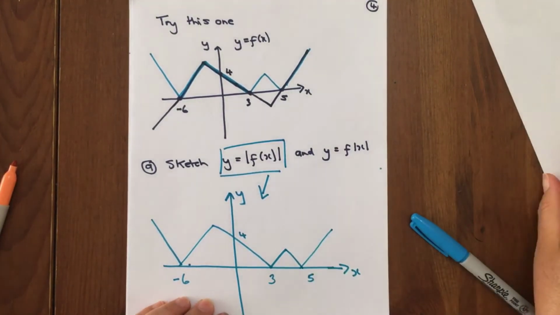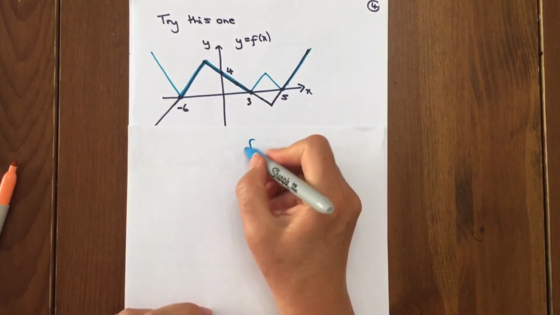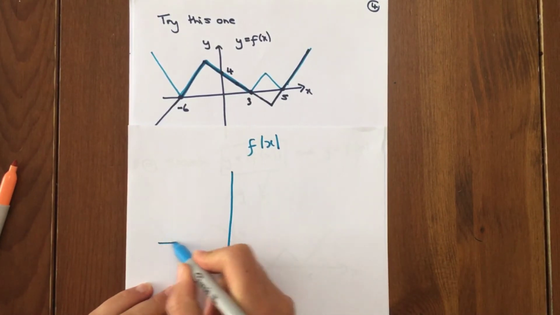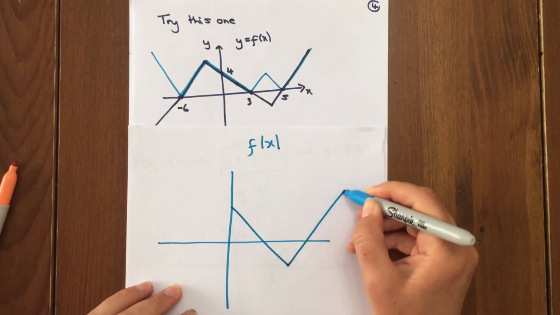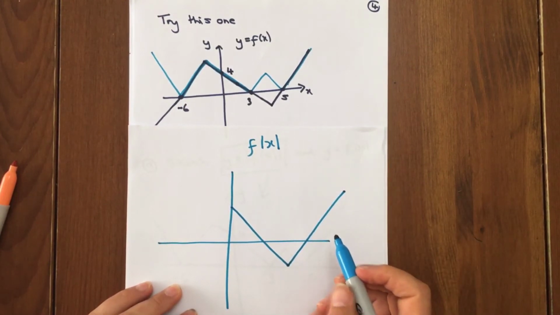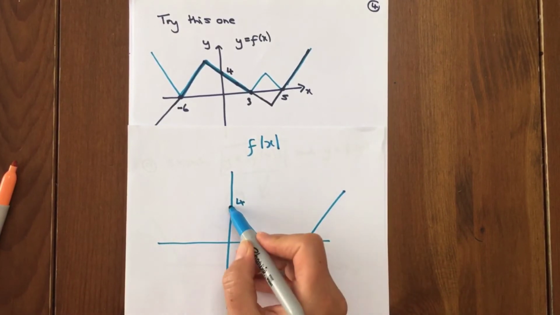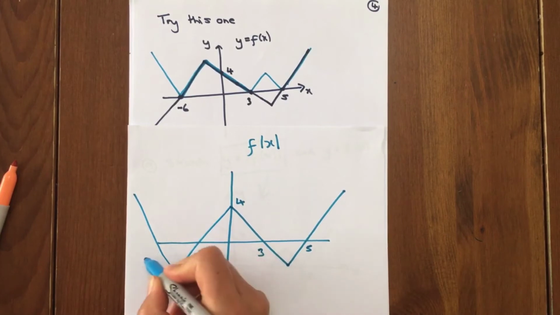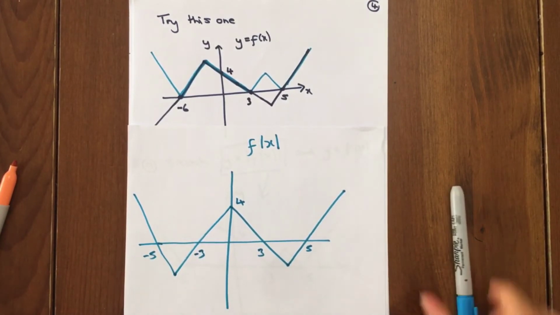And if I wanted to plot now f of the modulus of x, what happens? Everything stays the same for my positive x values. So that's 4, 3, 5, and then it flips about the y-axis. That's my answer.